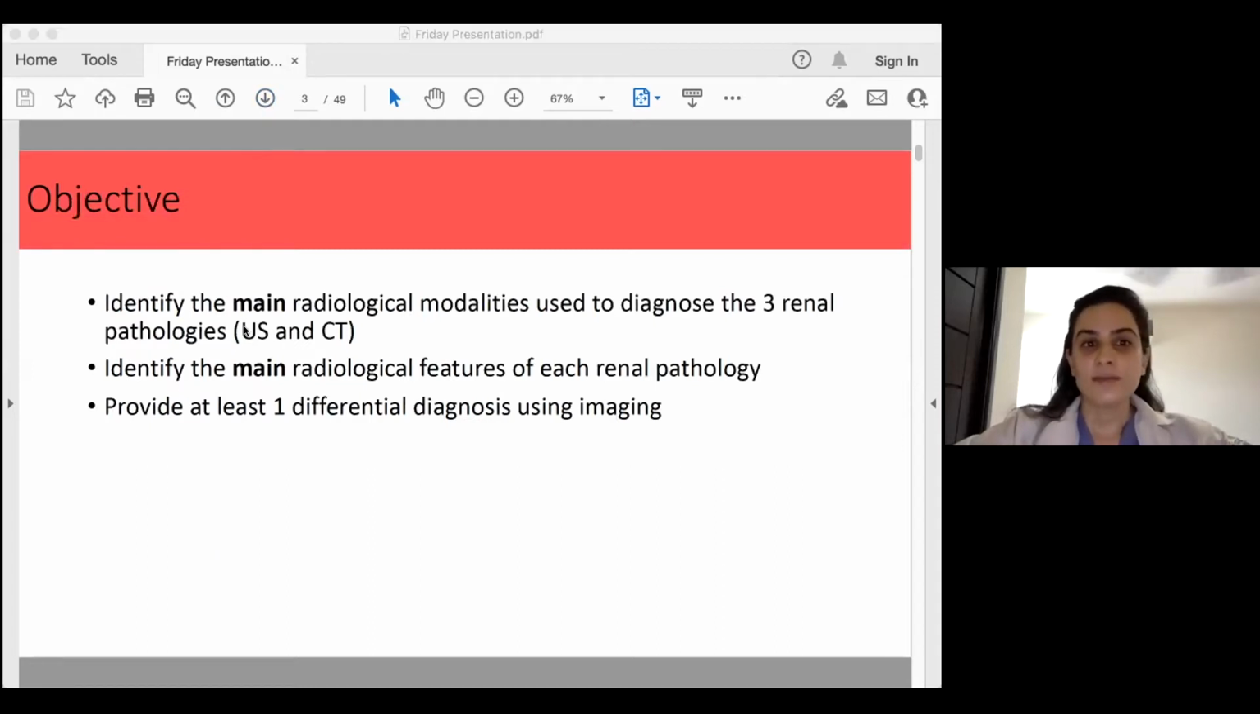The objective of my presentation today is to identify the main radiological modalities used to diagnose the three renal pathologies. We will see quite a bit of ultrasound and computerized tomography. I'm going to identify the main radiological features of each renal pathology, and keeping in mind the time limit of the presentation, I'm going to provide at least one differential diagnosis using imaging.